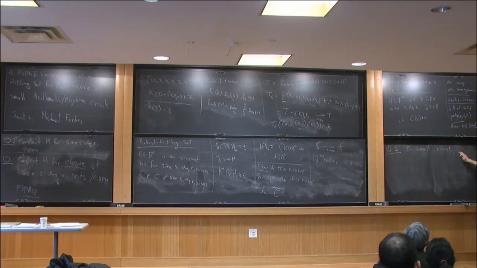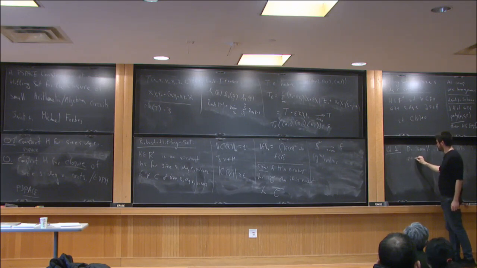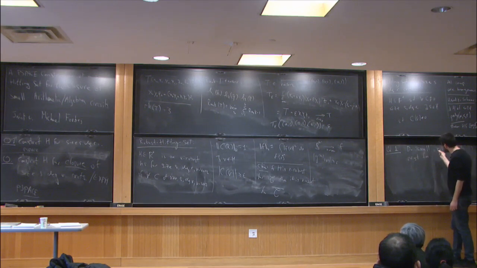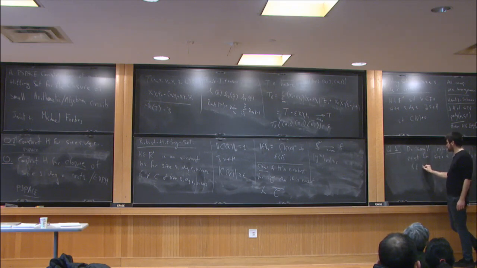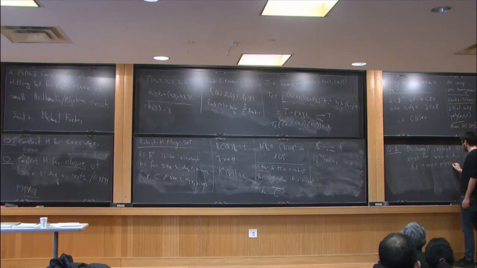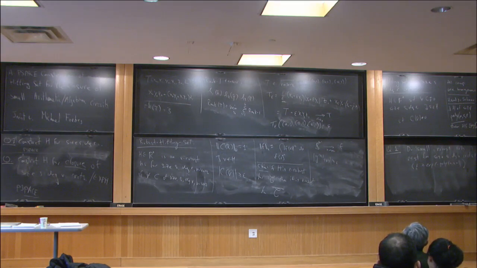So do small epsilon robust hitting sets exist for size s, degree r circuits? And remember that epsilon is at least some 2 to the minus polynomial in all the parameters. So this is the epsilon that we need to work with.